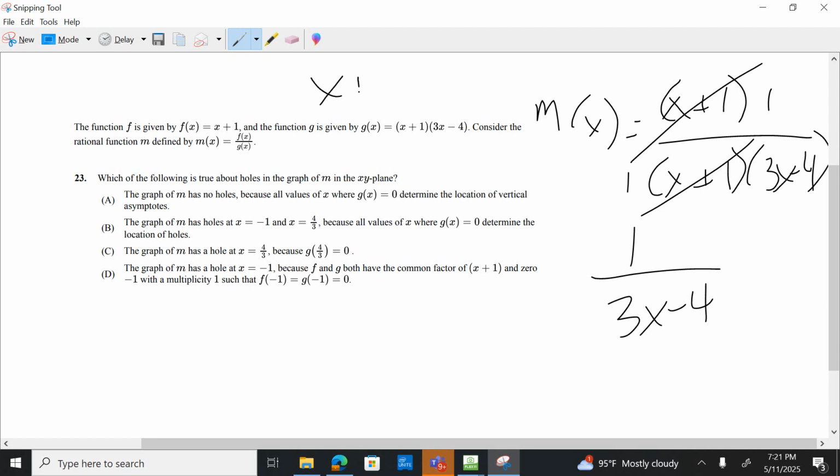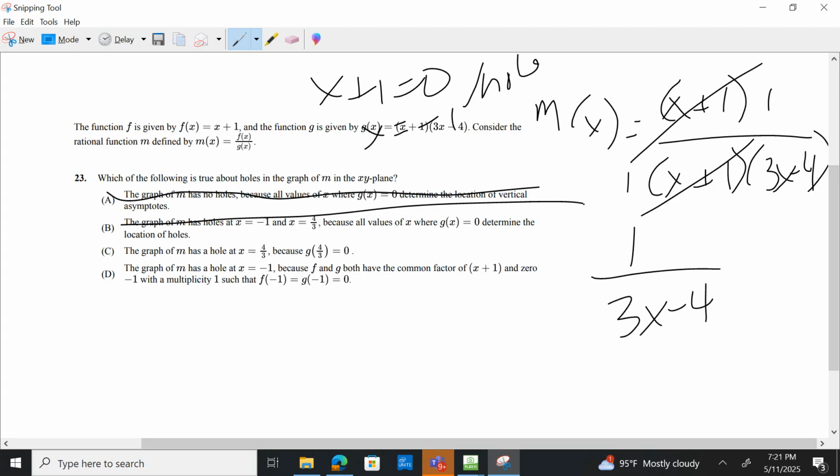If I take x plus 1 and set it equal to 0, I end up with x equals negative 1. So there is a hole at x equals negative 1. The graph has no holes, wrong. The graph has a hole, oh, it doesn't have 2 holes, it only has 1 hole. The graph has a hole, no, that's wrong. The graph has a hole at negative 1 because they both have a common factor. All of that is true.